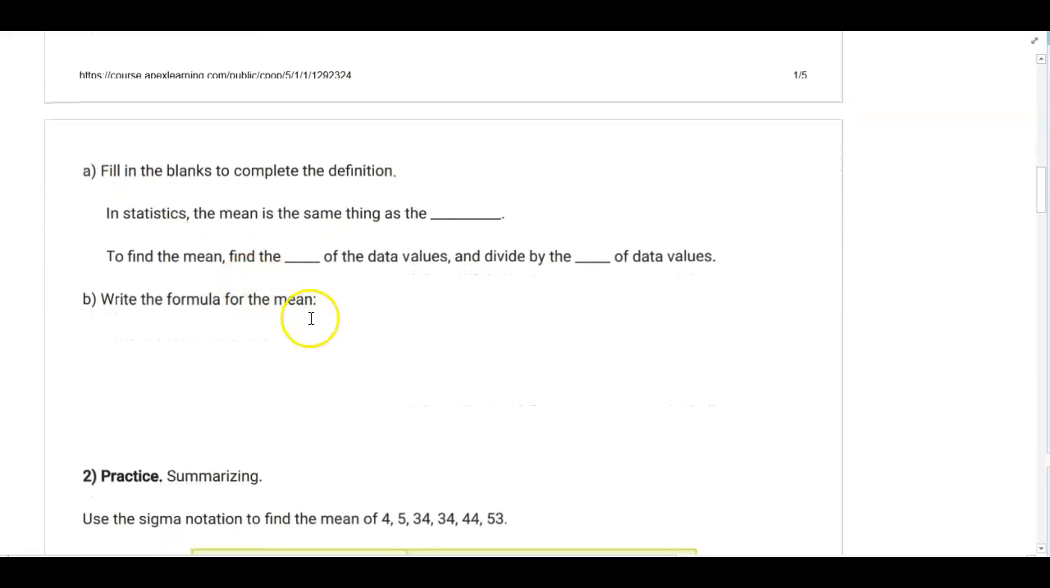So let's take a look here. In statistics, the mean is the same thing as the average. To find the mean, find the sum of the data values and divide by the number of data values. So write a formula for the mean. We're going to say the mean, and that's a symbol for it, is equal to, I'm going to add all of my data values all the way to my last value. Then I'm going to divide it by the number of terms I added together.